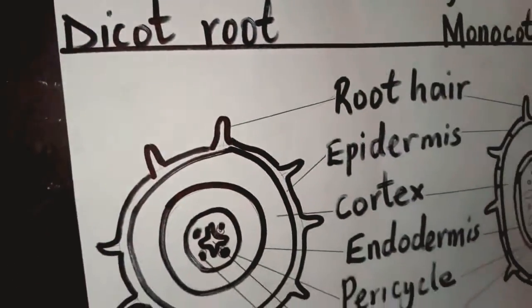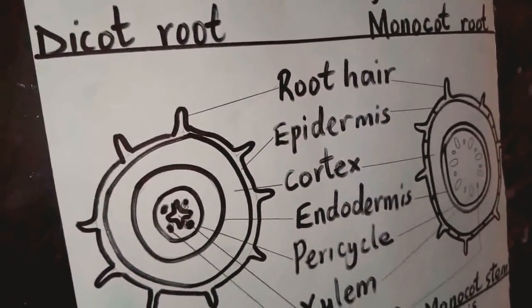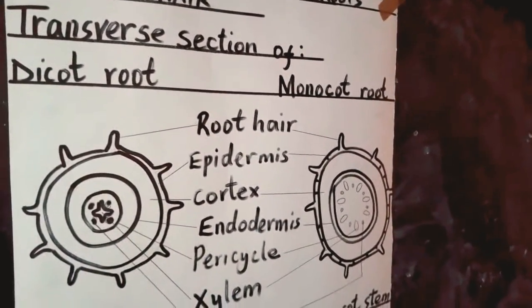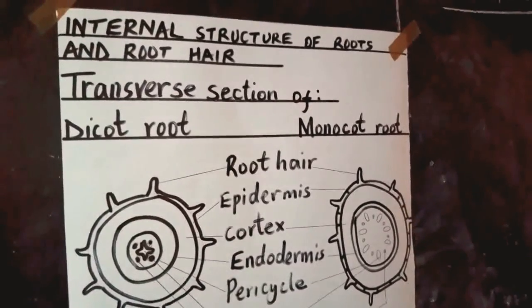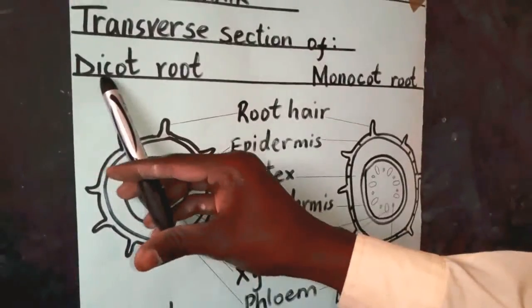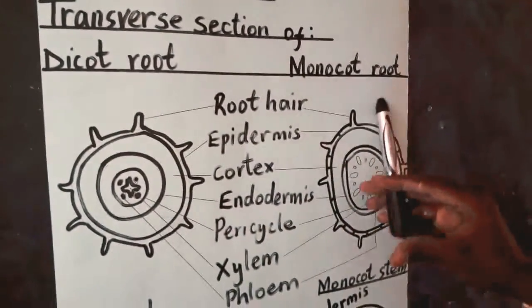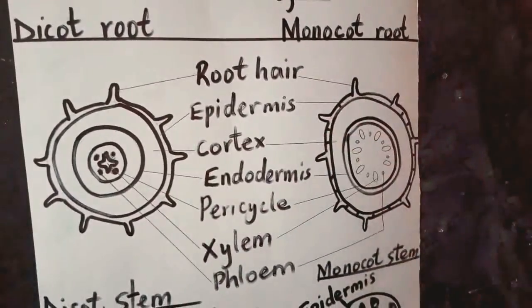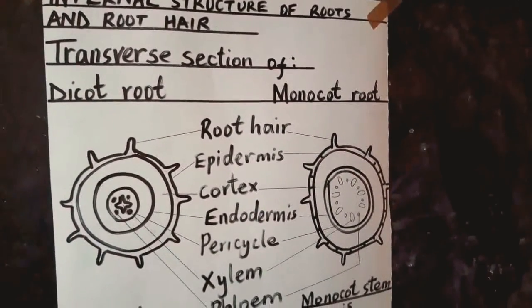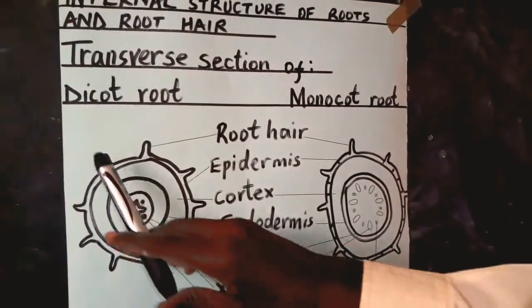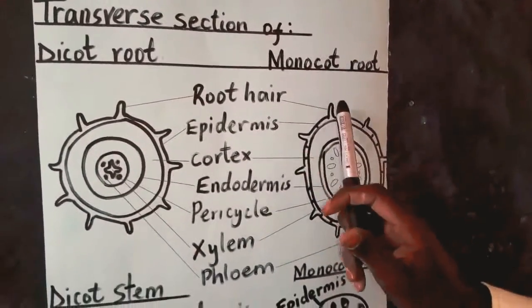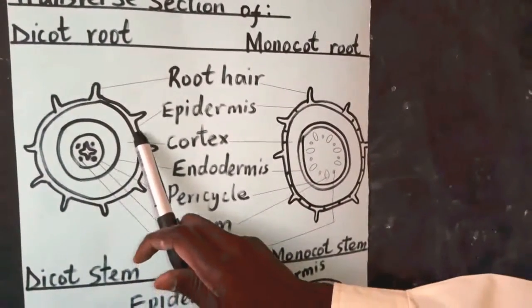We also move to the internal structure of the roots and the root hair. As you can see on the board here, we have some different types of root structures, that is the dicot root and the monocot root. I drew them together so that we are able to compare the two and see how different they are from one another. When you look at the dicot root, it comprises the root hair just like the monocot root, and it also comprises the epidermis.